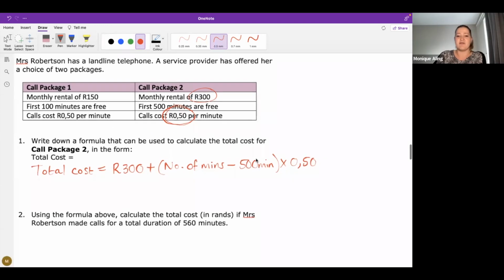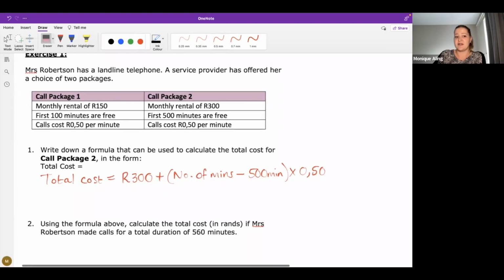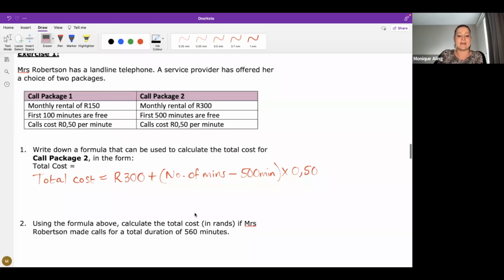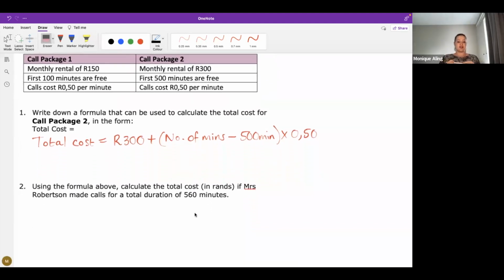Okay, and that's what our general formula looks like for a contract service when it comes to cell phones or landlines. So as you can see in this scenario, it said Mrs. Robertson has a landline telephone, but at the end of the day, they gave us the same three things we would see with a cell phone contract. Okay, let's check. Good, Spolelo also got it right. Well done.